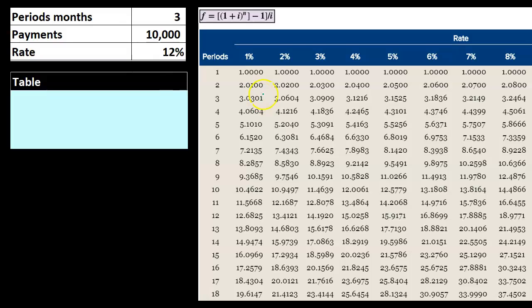The table to the right, as we can see, has the rate up top, the periods to the left side. Neither the rate nor the periods show what periods we're talking about. Are we talking about the rate per year, per month? What's going to be the period? As long as we use the same period for both the periods column and the rate, then we'll be okay.